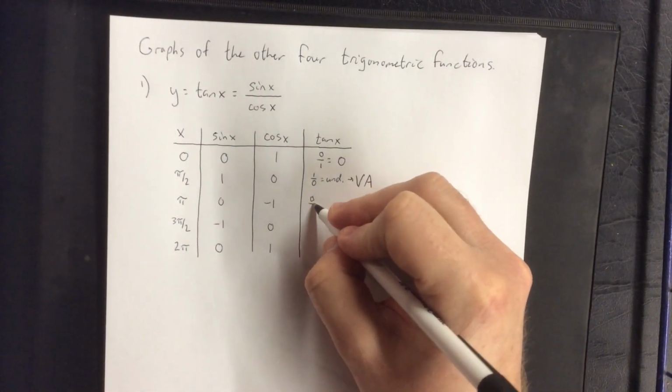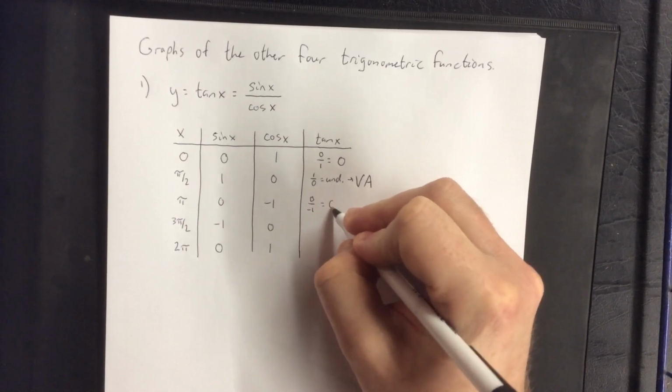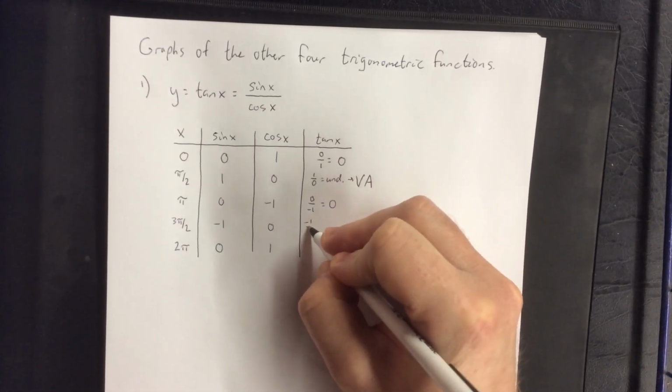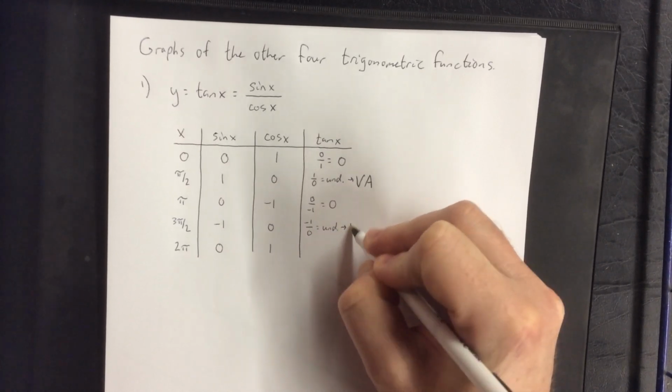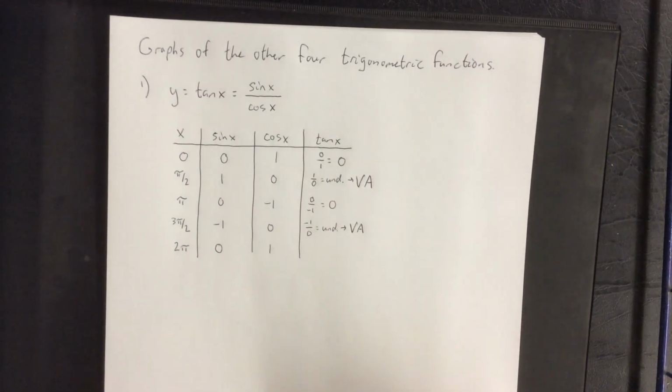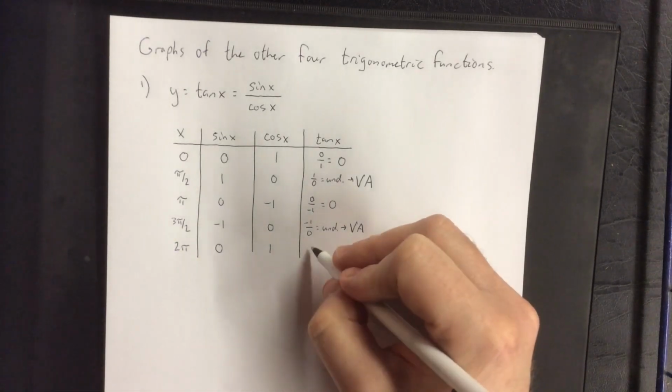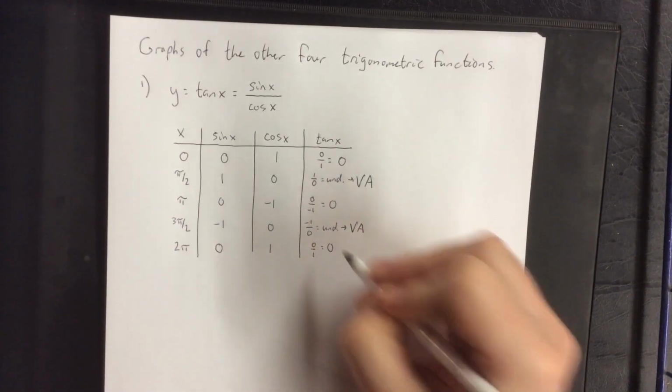For the next one, 0 divided by negative 1, that would be equal to 0. And at 3 pi over 2, we would have negative 1 over 0, which again is undefined. That'll show up graphically as a vertical asymptote. And finally, at 2 pi, we'll have 0 divided by 1, which is 0.